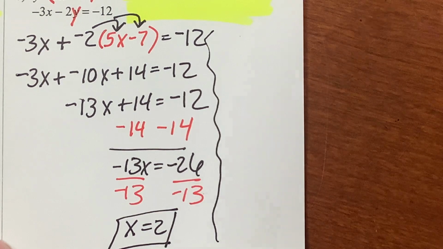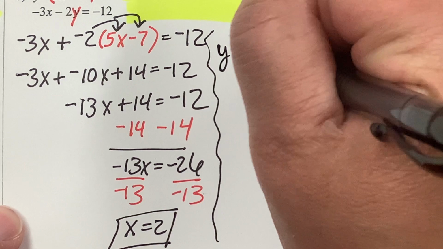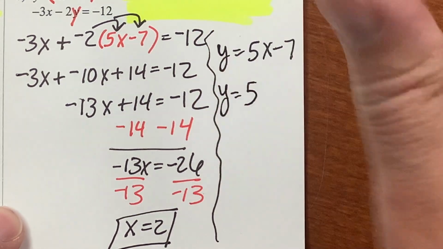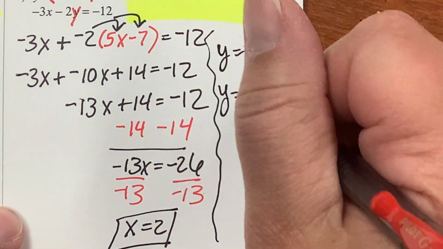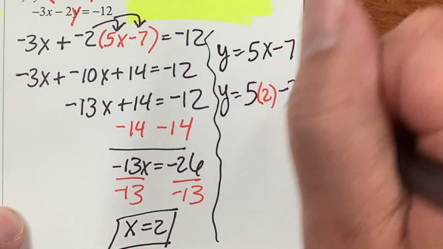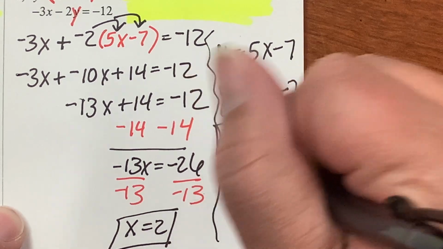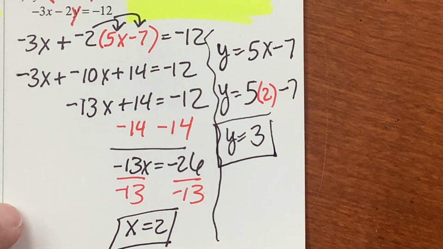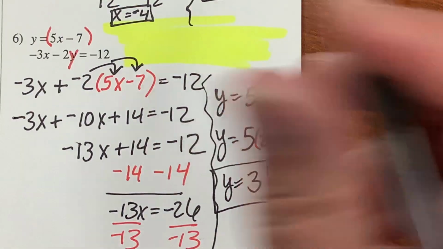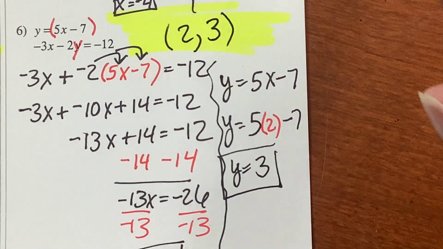Rewrite the equation with the y, which was y equals 5x minus 7. So y equals 5 times 2 minus 7. y equals 10 minus 7 is 3. y equals 3. Okay, ta-da. Oh, wait, I didn't write my answer as a point. There we go, (2, 3). Oh, that would have been a big mistake, huh?